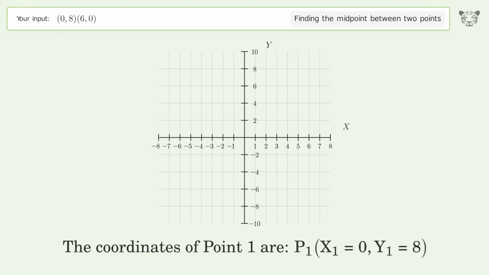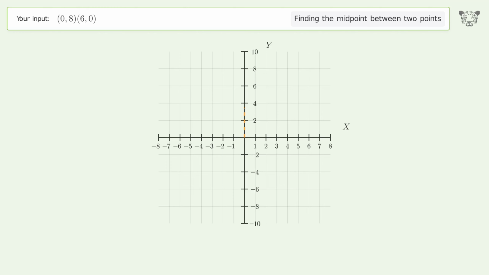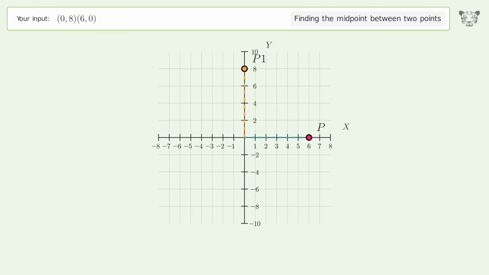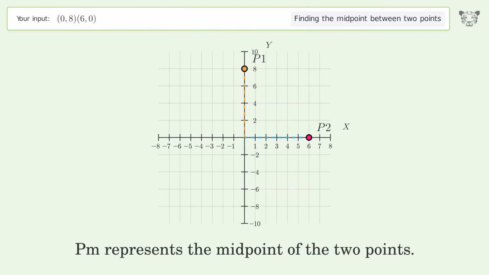The coordinates of point 1 are x1 equals 0, y1 equals 8. The coordinates of point 2 are x2 equals 6, y2 equals 0. PM represents the midpoint of the 2 points.